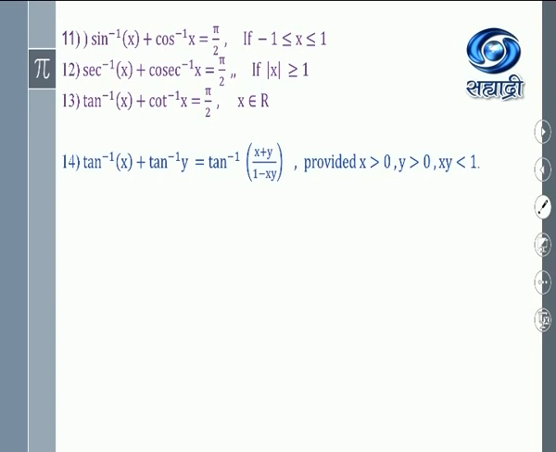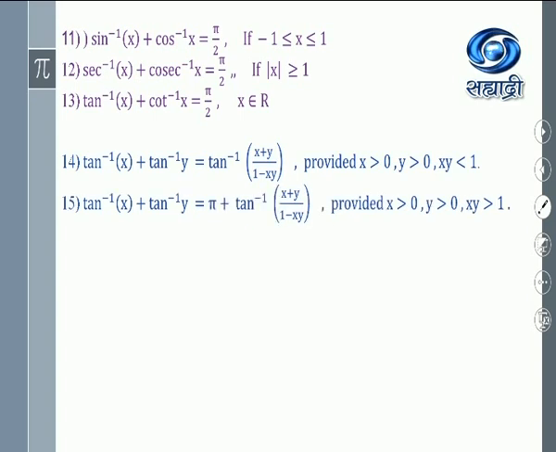Remember the pairs. Okay, now the next is tan inverse x plus tan inverse y is equal to tan inverse of x plus y upon 1 minus xy. Remember, the condition is very important: x and y both are positive and xy is less than 1. This product xy must be less than 1. Then only we can apply the rule: tan inverse x plus tan inverse y is equal to tan inverse of x plus y upon 1 minus xy.